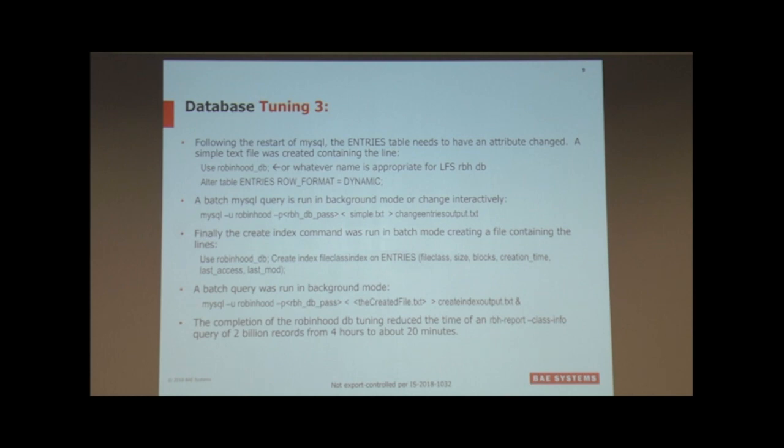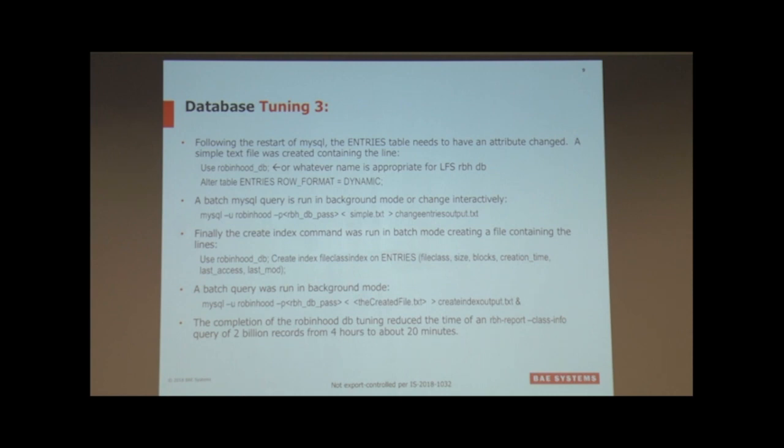We made the entries row format dynamic. And then we did ours in a batch mode. You could also do it interactively on your database on your Robinhood server if you want. Just to put these changes into place, we created our file class index on our entries table so that we could link our FIDs, which is what Robinhood was keeping track of very carefully, with maybe a path name and some other information, just a couple. We didn't want anything that was too big. And we just let that run.